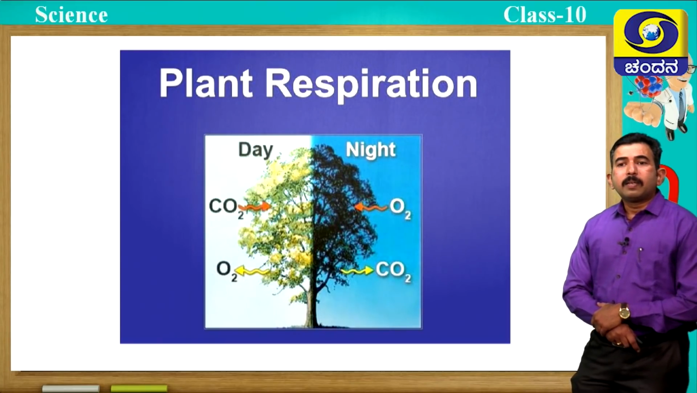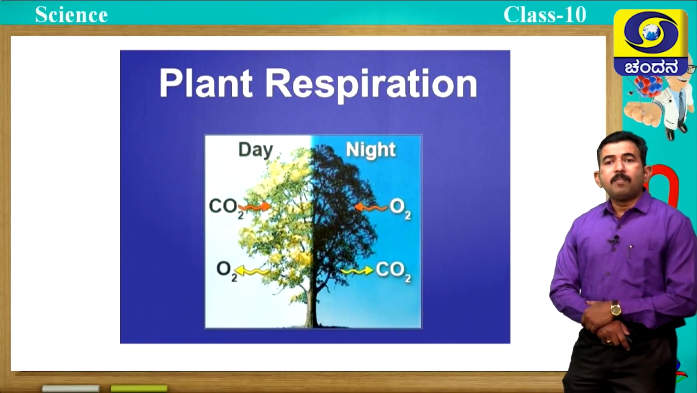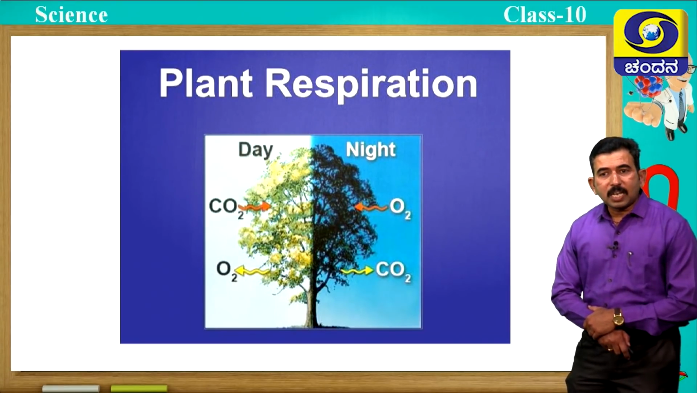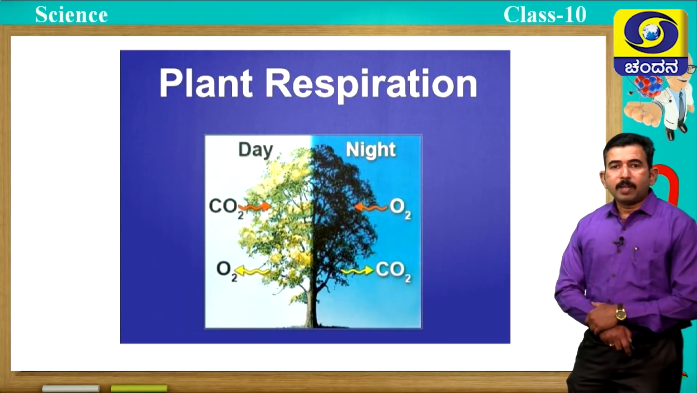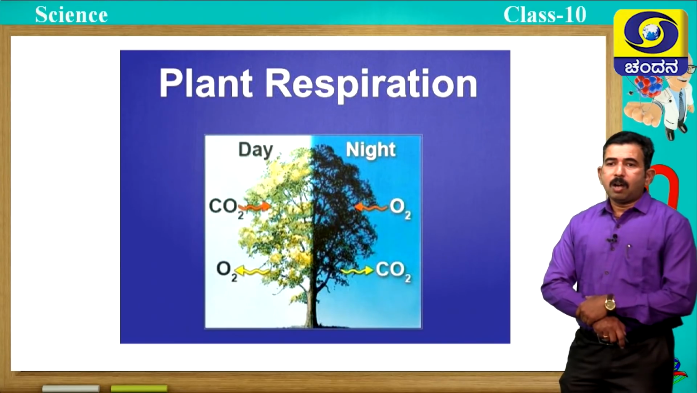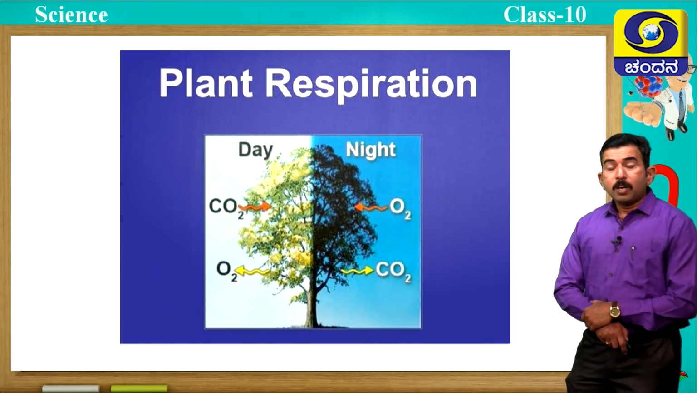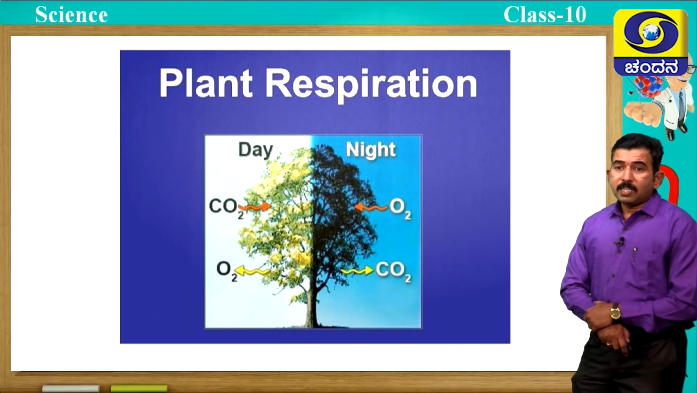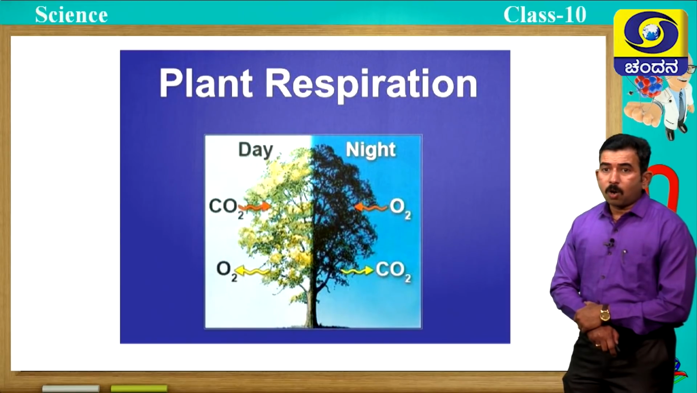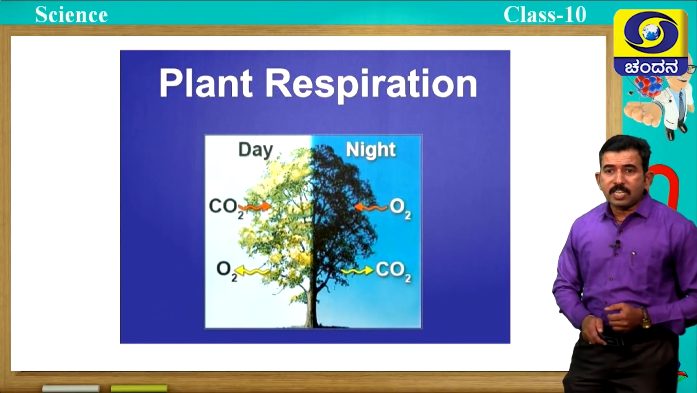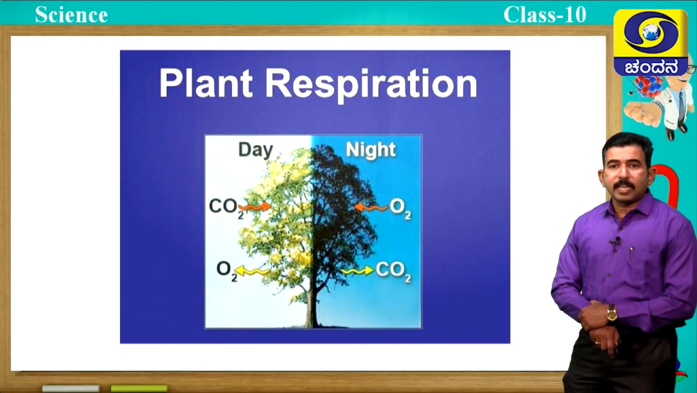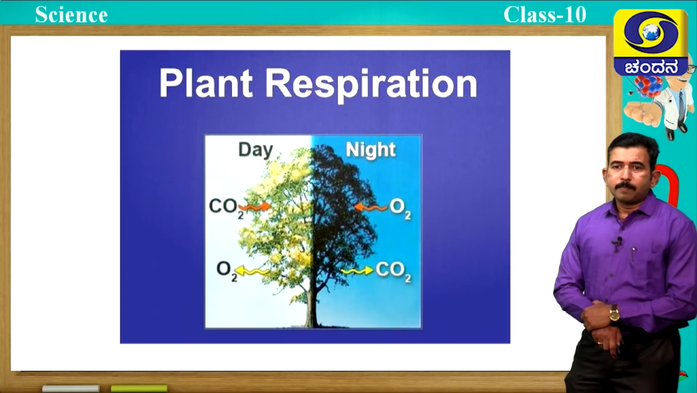Plants during daytime prepare their own food material in the presence of sunlight. Here they will take up the carbon dioxide from the atmosphere and give oxygen as a byproduct. During night time, plants will respire, and these movements are not visible to our naked eye. We cannot see, but still these are important processes taking place in plants.